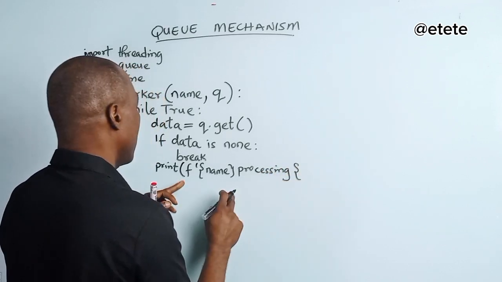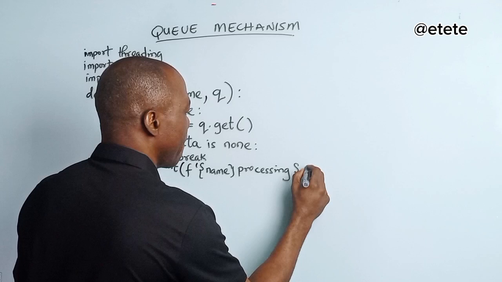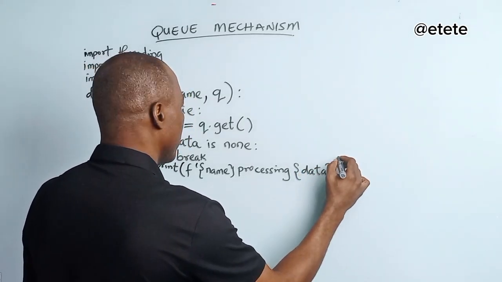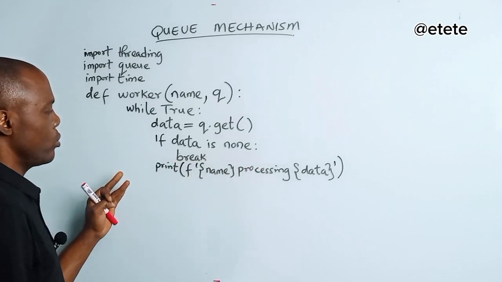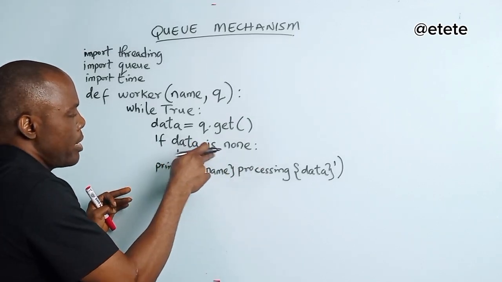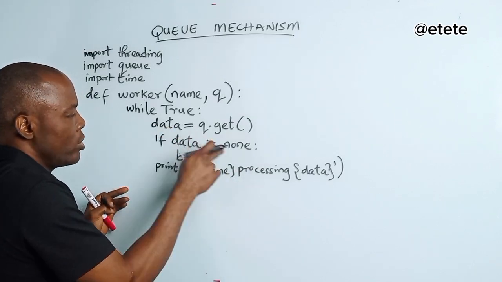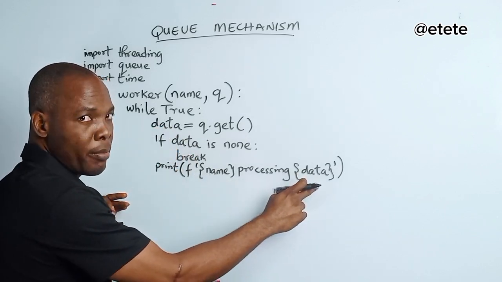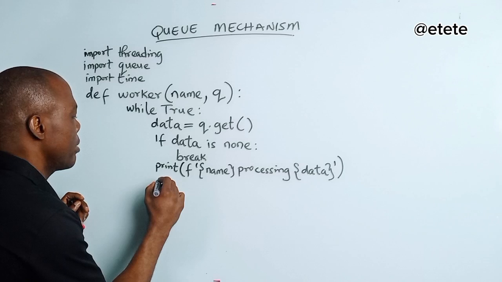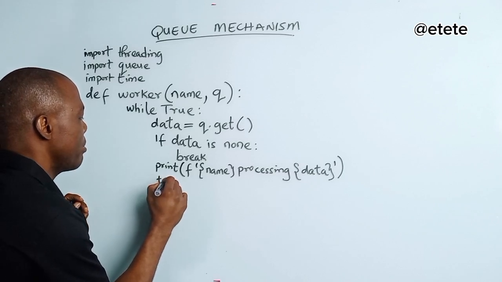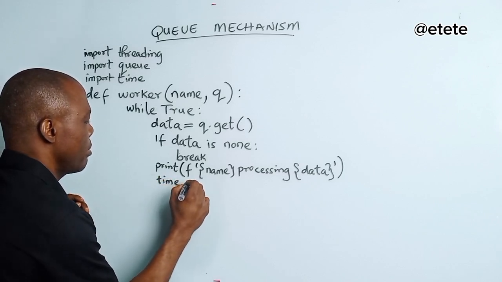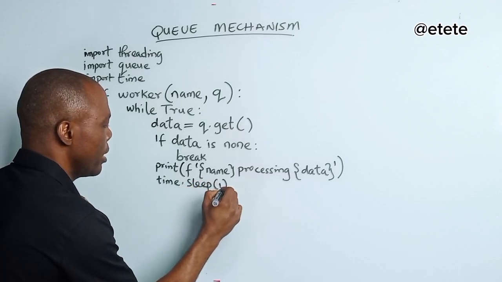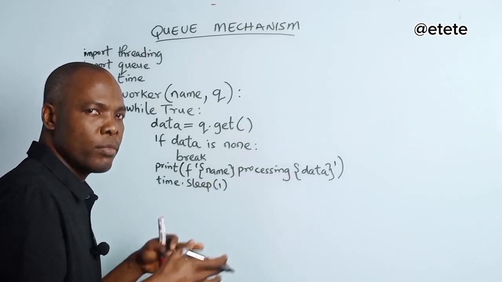Processing data. So I'm assuming this is the task that I want it to do. So as long as the data is not none, meaning there's an item, so thread 1 will carry the item, right? Then time.sleep. So I'm using this to simulate the time it takes for them to do that job.